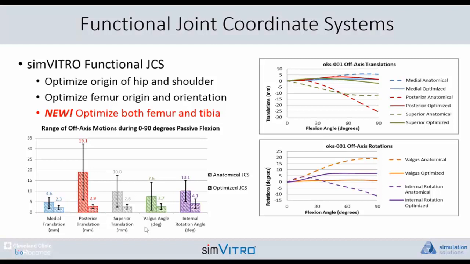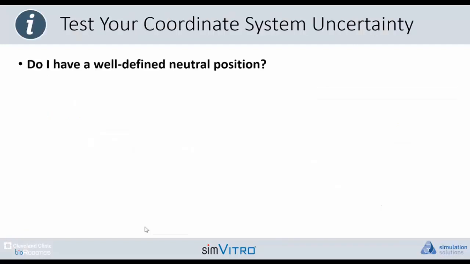But not only are we optimizing the femur, but we're also optimizing the tibia as well. And we've actually shown that you can digitize and have different starting points for your optimization, and it all converges to the same location. So really, it's a functional coordinate system for the knee that gives lots of confidence that we can compare across multiple specimens and loading conditions.